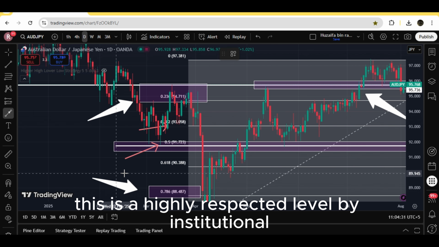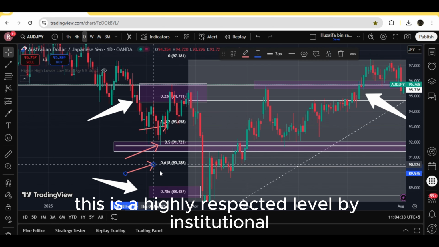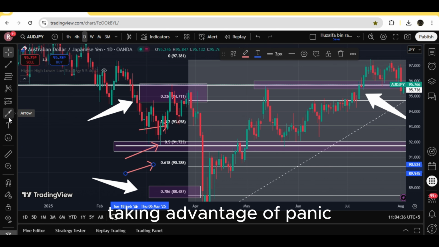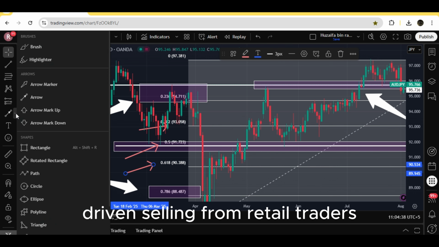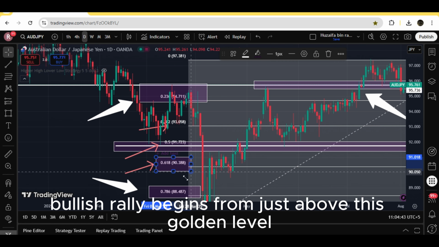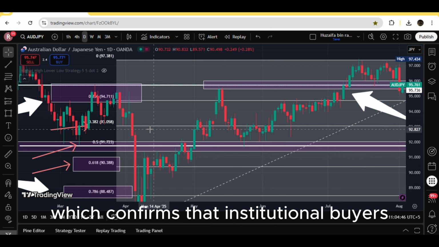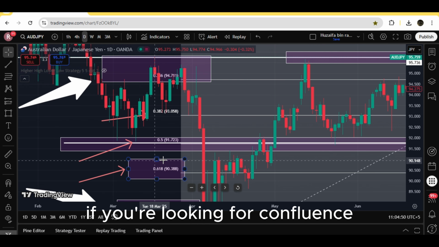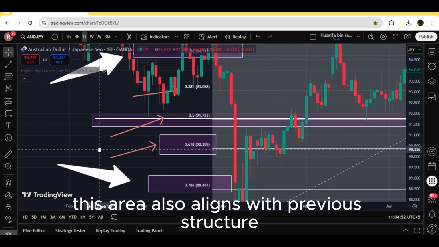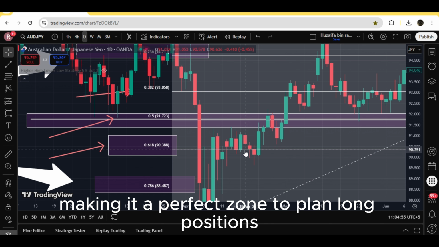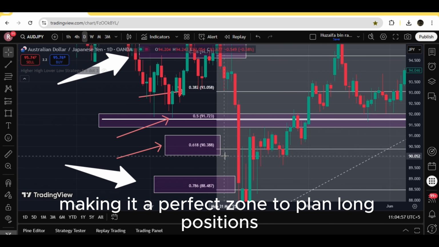This is a highly respected level by institutional traders. Smart money often accumulates here, taking advantage of panic-driven selling from retail traders. In this chart, we can see a strong bullish rally begins from just above this golden level, which confirms that institutional buyers entered the market aggressively. If you're looking for confluence, this area also aligns with previous structure and long wick rejections, making it a perfect zone to plan long positions.